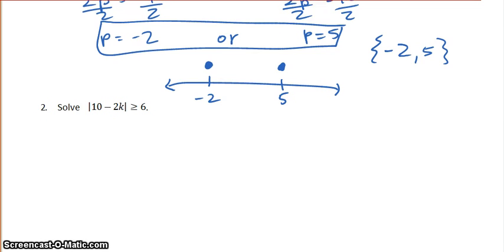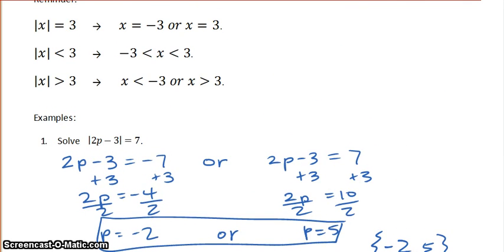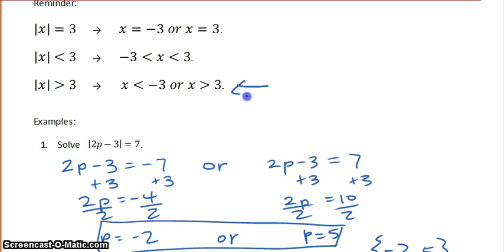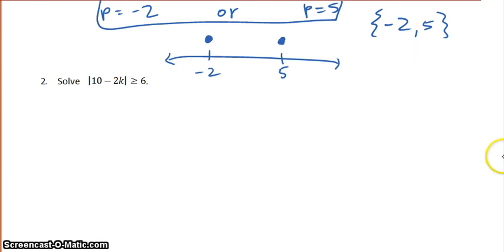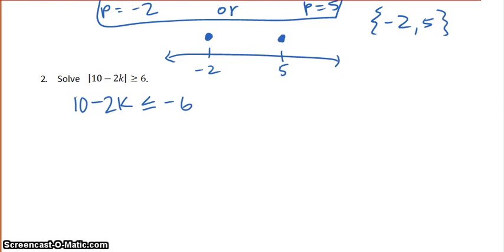Now we're going to actually do one with an inequality. This is a greater than, or greater than or equal to. So again, if you don't remember, if you look back up, we're going to be using this one right here, another or statement. So x, the inside, is less than the negative of it, or the inside is greater than the positive of it. So the inside is going to be my 10 minus 2k, and I'm going to say it is less than or equal to the negative version of it. Again, if we look back up here, that's what it says up here. Or I'm going to say the inside, 10 minus 2k, is greater than or equal to the actual number of that. And then we're going to solve it.